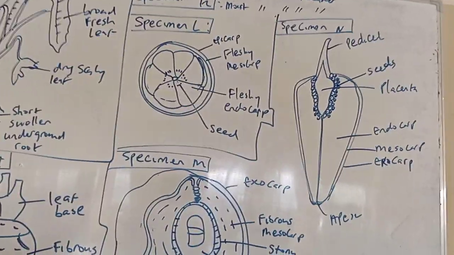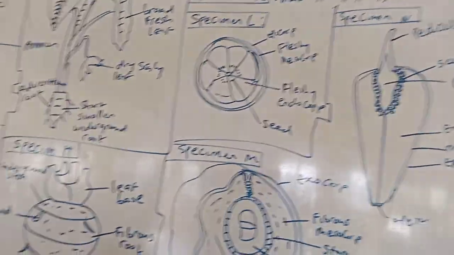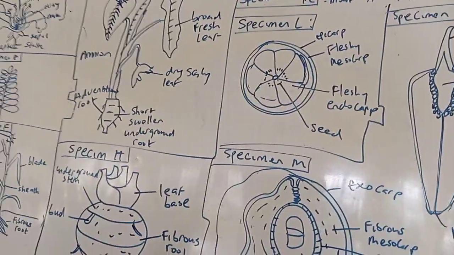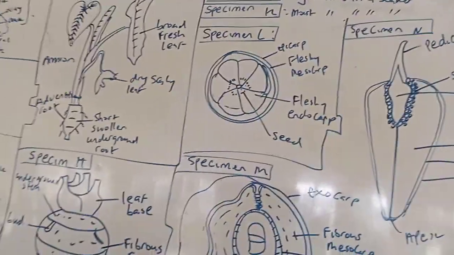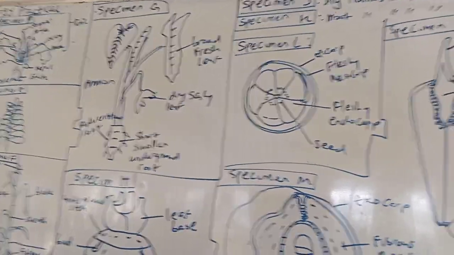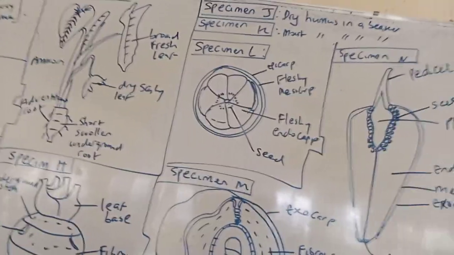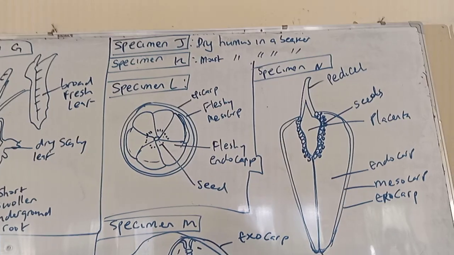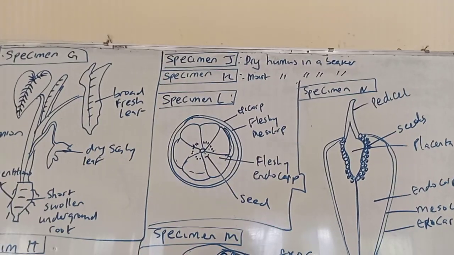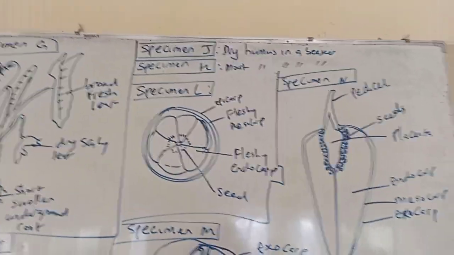Number one, dry humus contains little or no nutrients, while wet humus or moist humus contains high nutrients. Number two, dry humus is light brown in color, while wet or moist humus is dark brown in color. Number three, dry humus contains no water, while moist humus contains water. That's why it's moist, obviously. Dry humus will be light in weight, while wet humus will be heavy. So that's basically the differences.